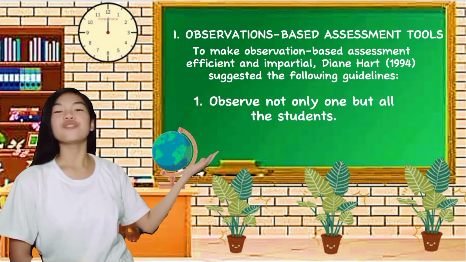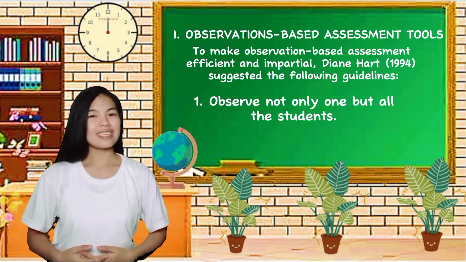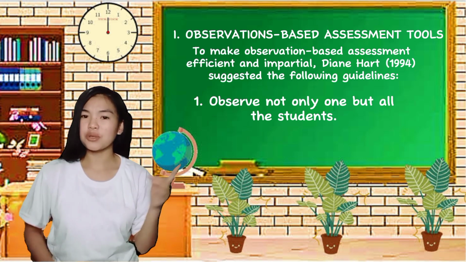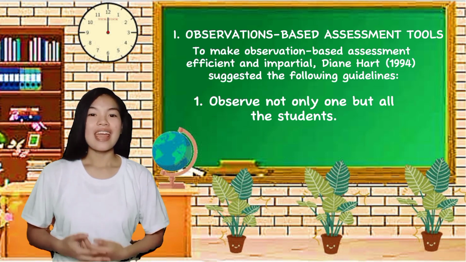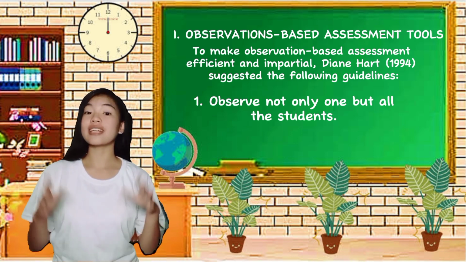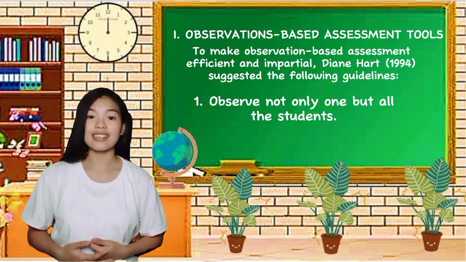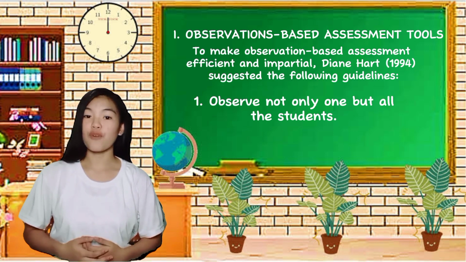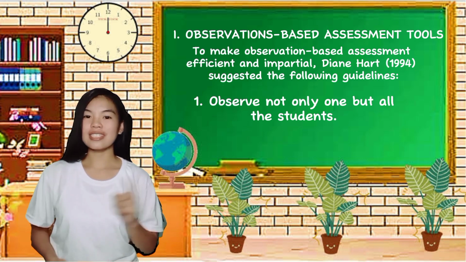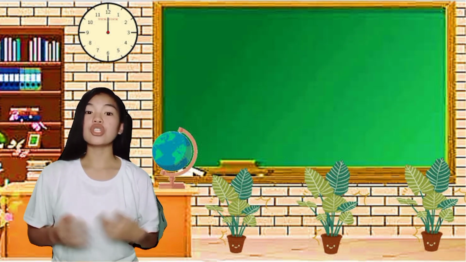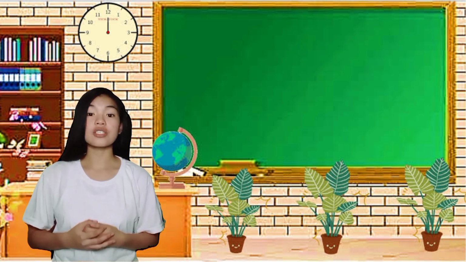First, observe not only one but all students. So, why is it important to observe not only one but all students? Well, for one, this approach provides a more accurate representation of the classroom as a whole. It allows teachers to identify trends and patterns in student performance, which can inform their teaching practices. Additionally, observing all students ensures that each student is given equal attention and consideration.